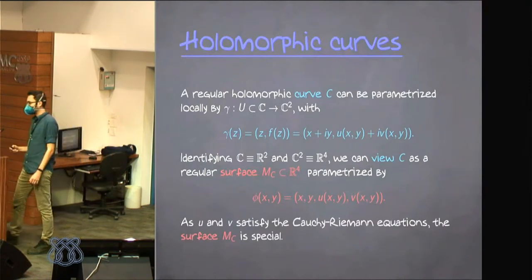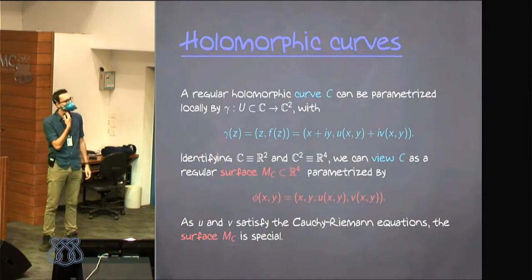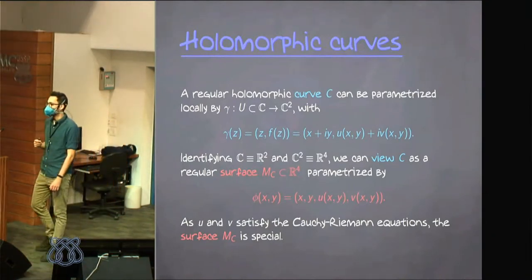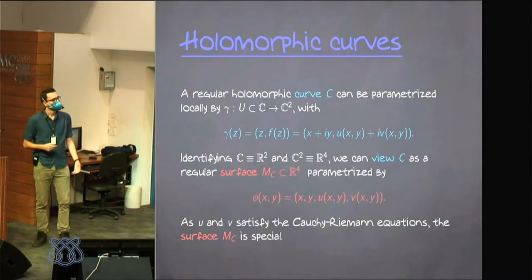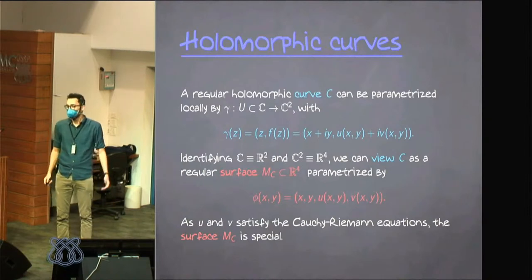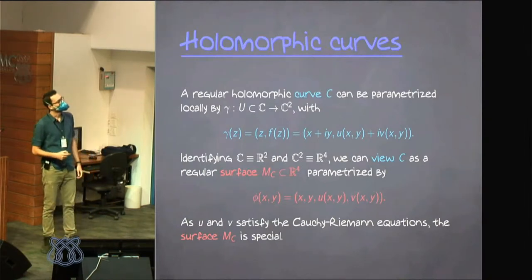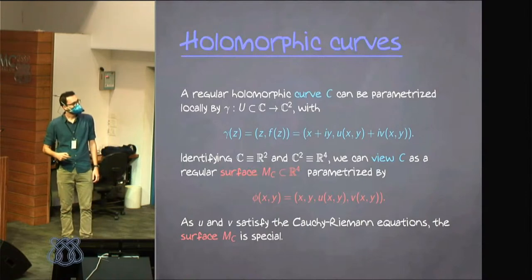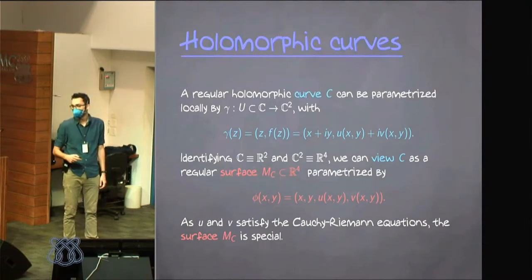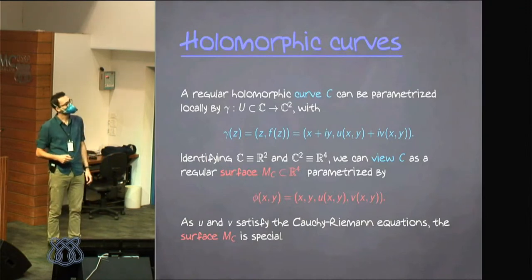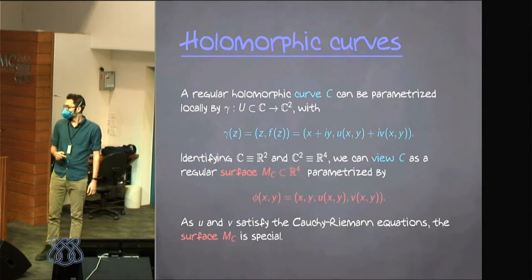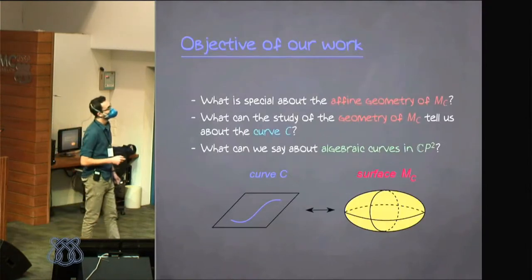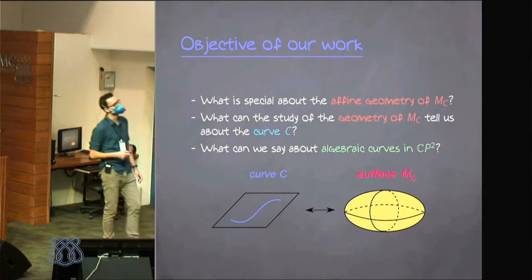So why did we study this case? I think in 2018, Farid called me and told me, George, we are studying surfaces in R4. So I would like to understand a little bit about the geometry of the holomorphic plane curve. What do you think? We study some geometric things on this surface and translate the results to our holomorphic curve. Here are the questions, the goal of our work.